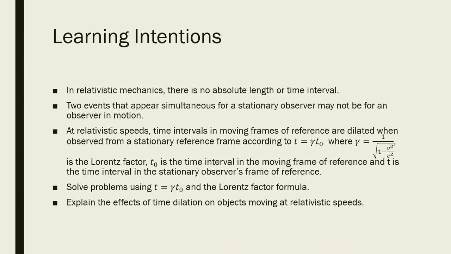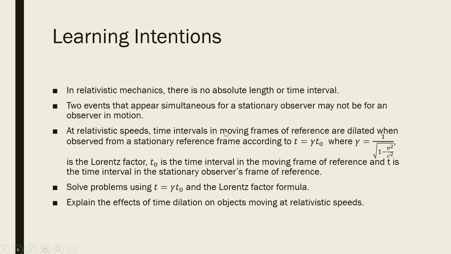So in this second video on relativity, we've got a bit to cover. You need to know that in relativistic mechanics, so relativistic means really high speeds, there is no absolute length or time interval. So length contracts and time dilates. Now you will watch that video about simultaneity. So two events that appear simultaneous for a stationary observer may not actually be for that observer that is in motion.